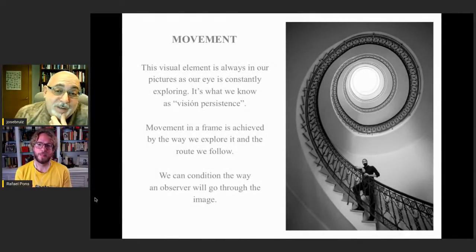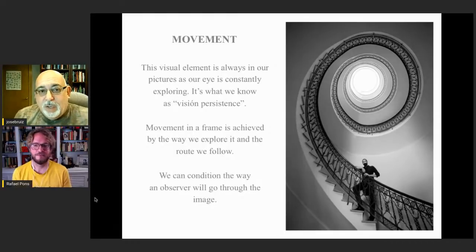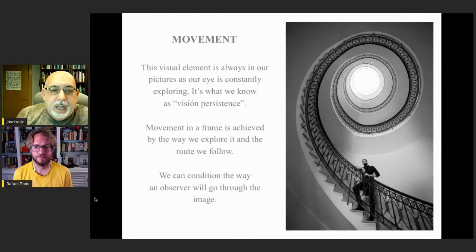This is the end of the presentation, and it goes about movement. This is the last element we are going to talk about today. And it's always there. Movement is always there. It can be evident, like this spiral that goes to the infinite and goes through this person, which is driving us to the light. But it's always there because when you see the picture, when you follow the lines, when you investigate what is there, we are following routes, and those routes are giving movement to the frame. So it is always there.